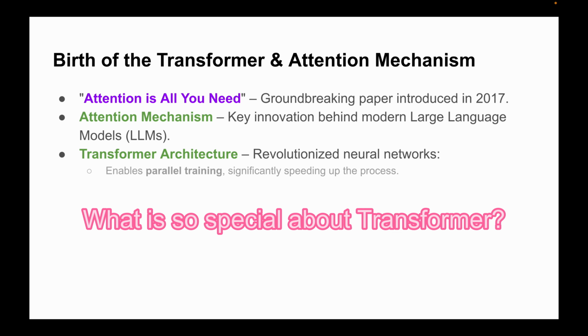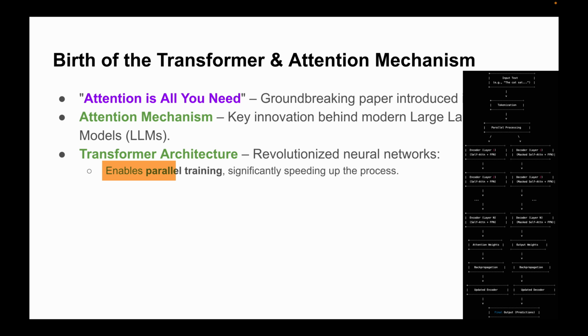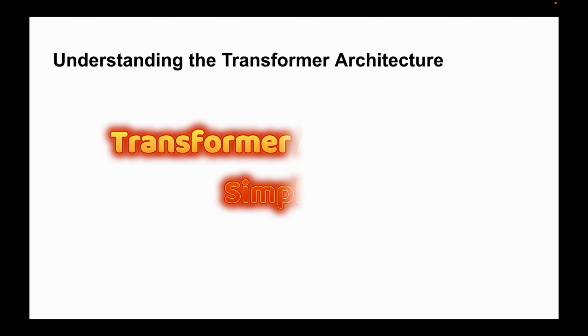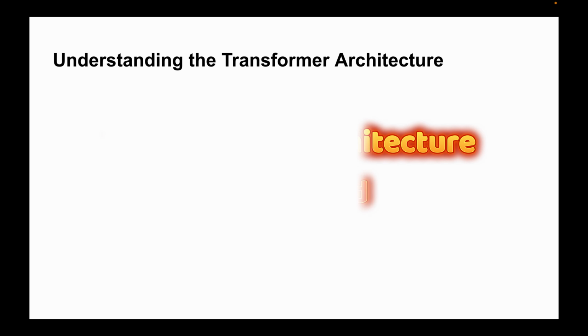Now, what's so special about this transformer? Well, unlike older models, it can be trained in parallel, which speeds up the entire training process. This was a true game changer in machine learning. Now, let's look at the overview of transformer architecture. I will simplify it for you.